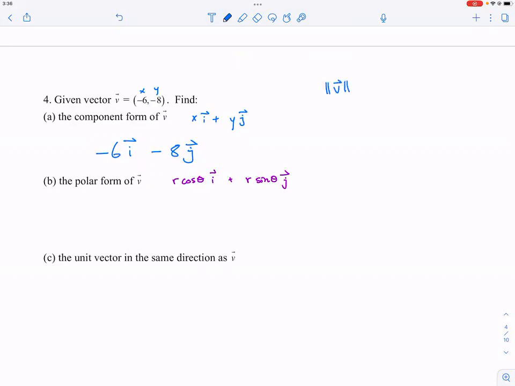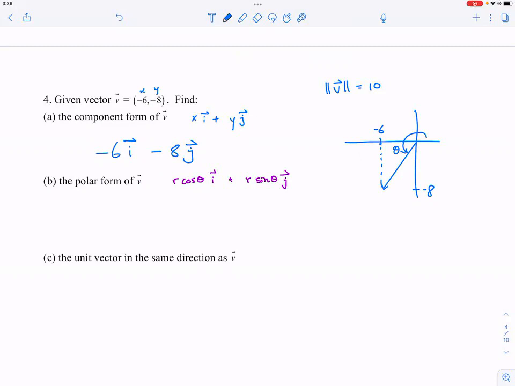Well, if you draw out the vector, it's -6, -8. So that means we have -6 over here, -8 over here. You can see that it's actually a variant of a 3, 4, 5 triangle, so it's being multiplied by 2. So the magnitude is automatically 10. And then we need to find out what this angle is.